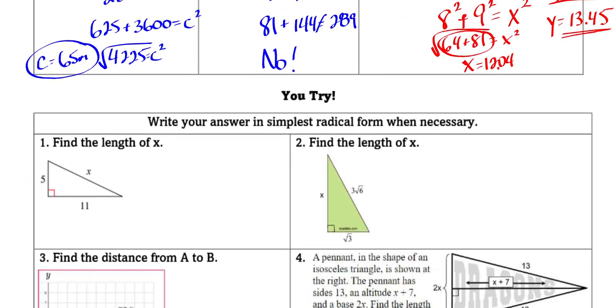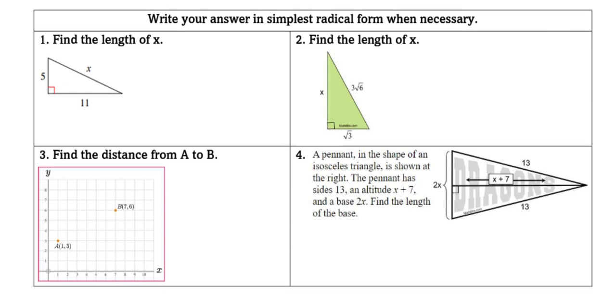I'm actually going to set up 2 of these U-try questions, 2 and 4. I think I at least want to show you how to set those 2 up, and then I'll let you try really finishing those and doing the other 2 on your own. So I'm trying to find the length of x here. That is one of the legs of the triangle. The hypotenuse has to be that one, so that has to be our C. I'm going to say that this is A, and I'm going to call that one B. So square root of 3 squared plus x squared equals 3 times radical 6 squared.